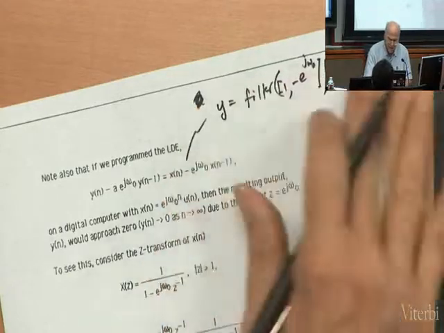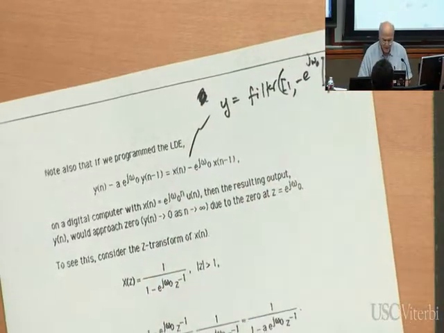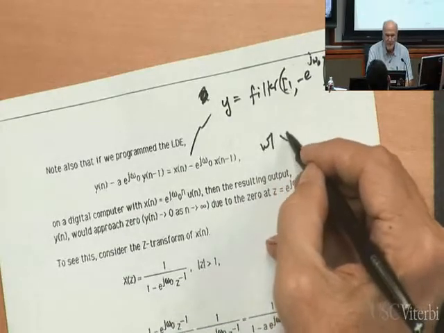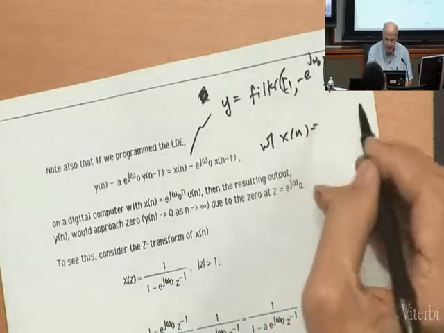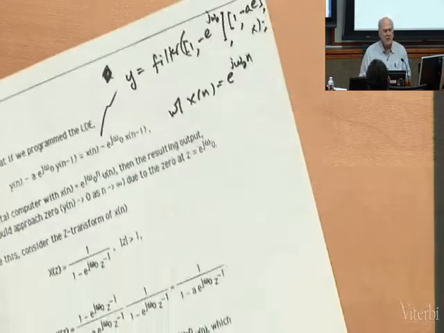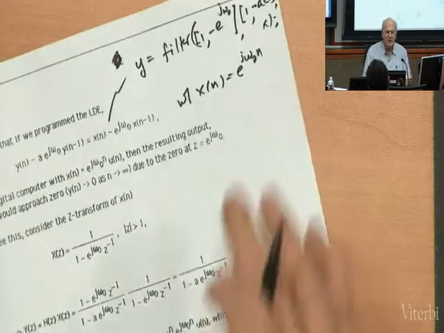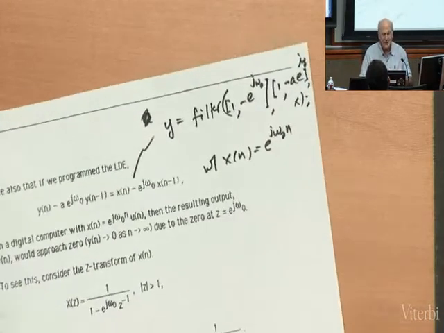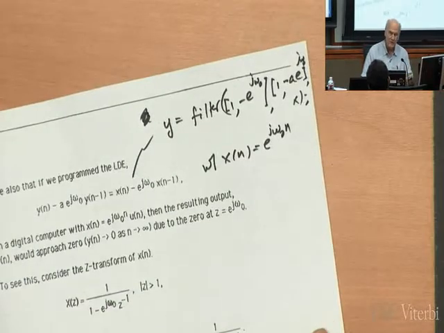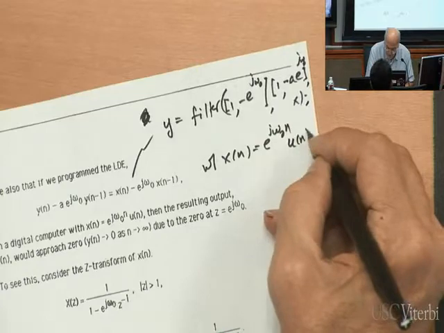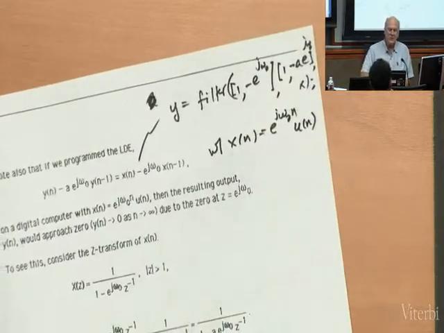In any case, when you go to program that, with x of n equal to e to the j omega naught n, we're going to input a sine wave right at that notch frequency. But wait a minute, I can't generate a sine wave that goes on forever. I have to start it at some point, so I will start it at 0. So this will be my input.